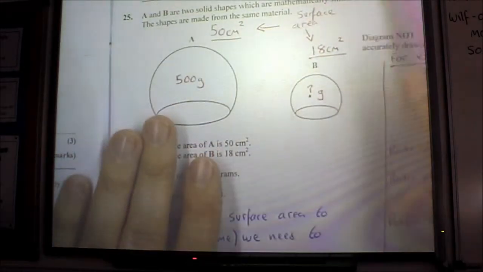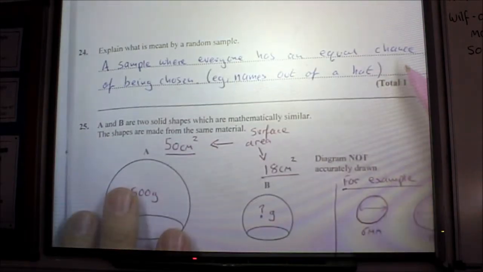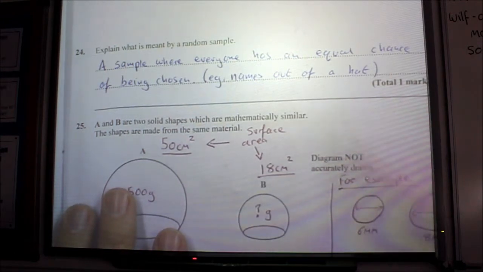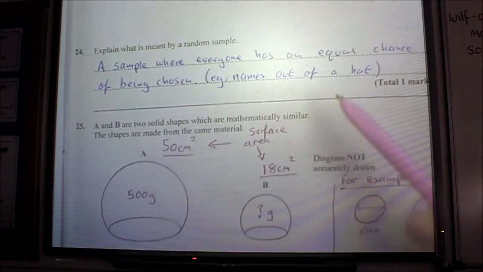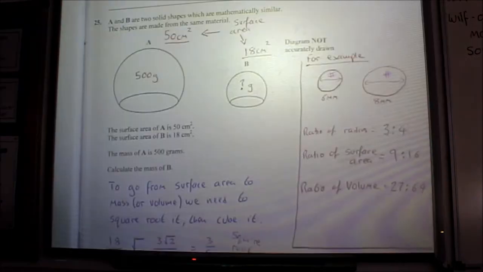Question 24. Explain what's meant by a random sample. A random sample is a sample where everyone has an equal chance of being chosen. That's all you need to write. So for example, pick names out of a hat, alright? So that's nice, easy.